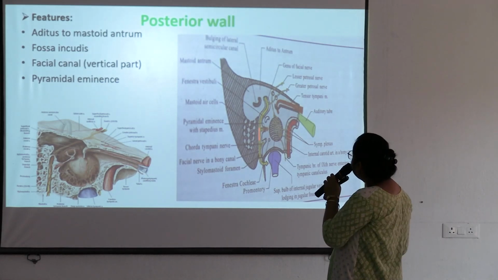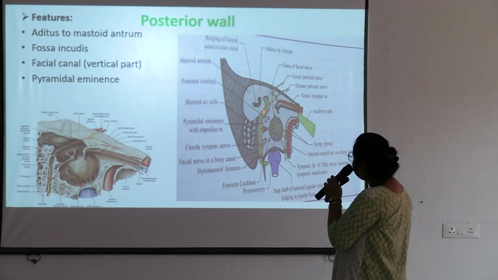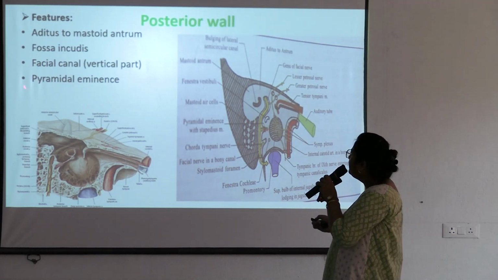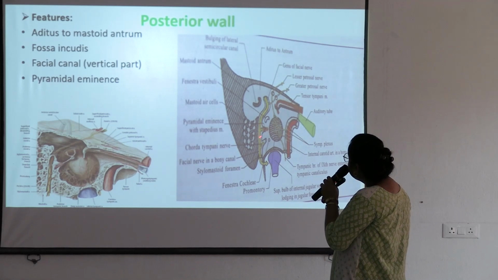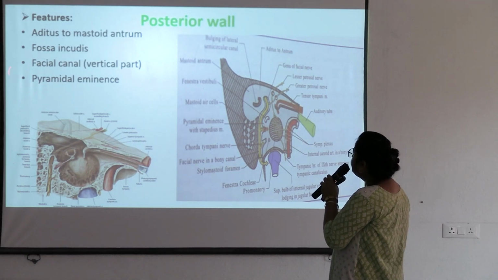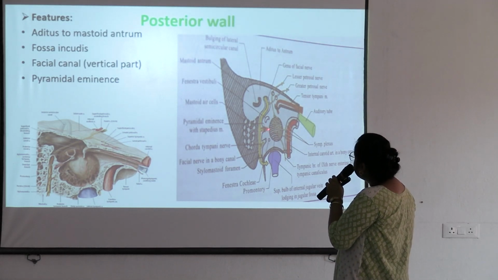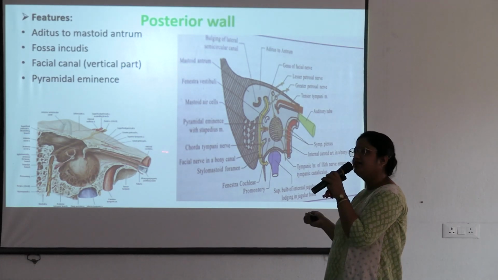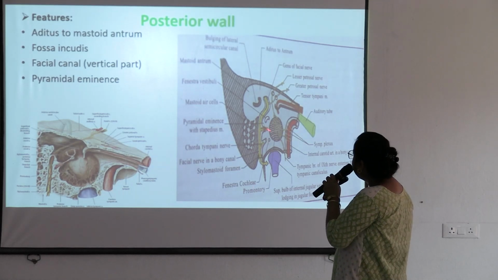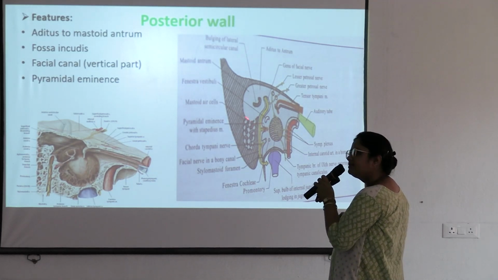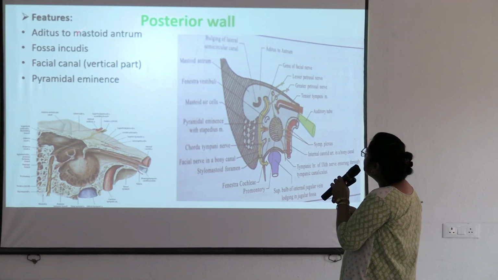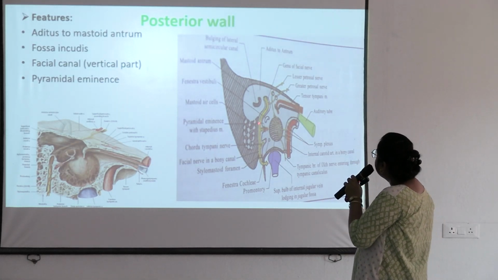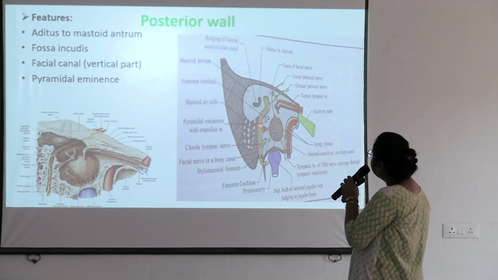Next is the facial canal. This vertical part of the facial canal, where the facial nerve is passing, is also forming the posterior wall, and the pyramidal eminence. Through this eminence the stapedius muscle is passing, and the nerve to stapedius, which is a branch of the facial nerve, also passes through this pyramidal eminence. Okay, so all these are forming the posterior wall: aditus to the mastoid antrum, fossa incudis, facial canal vertical part, and pyramidal eminence.